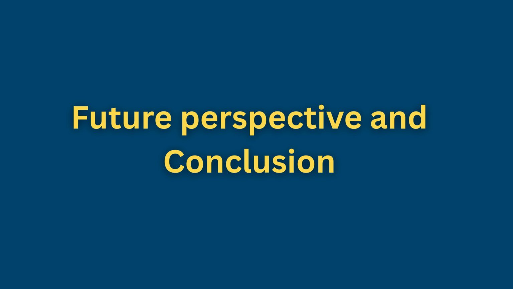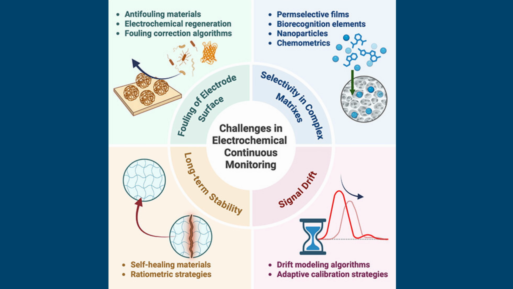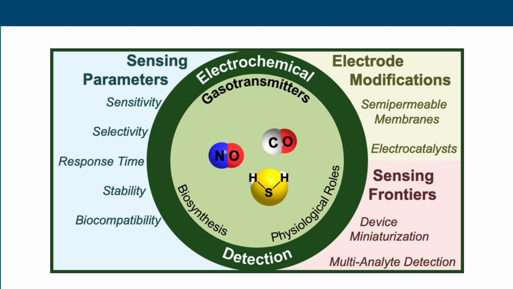Future perspective and conclusion. Despite significant advancements, challenges remain in the development of electrochemical sensors, particularly in achieving high selectivity in complex sample matrices and preventing interference from non-target species. Future research is expected to focus on improving recognition elements, developing multifunctional sensor arrays, and integrating sensors with microelectronic systems for enhanced data processing and connectivity.